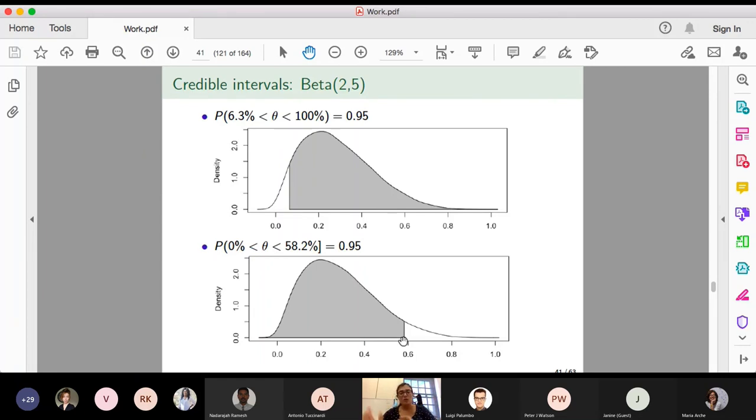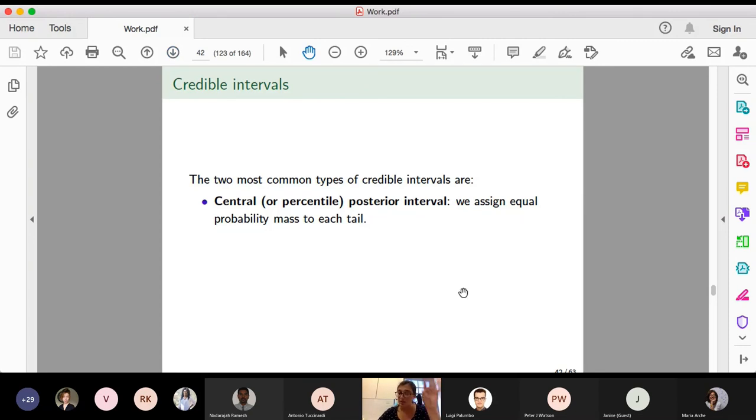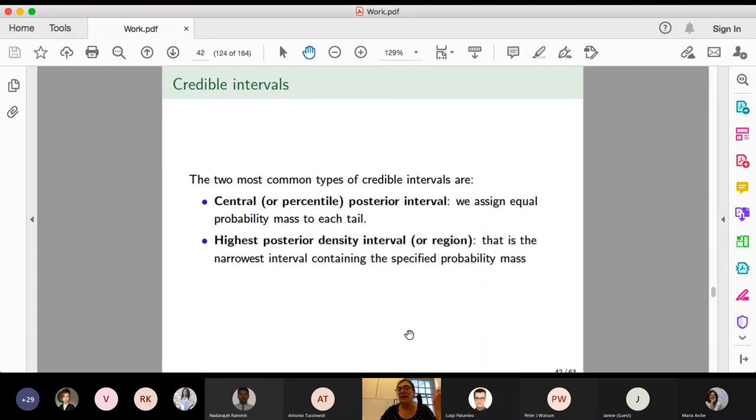Okay, so where to choose it, it depends on your research questions. The two more commonly used types of credible intervals are the central or percentile posterior interval, which will be centered in the middle, so each of the tails will have the other 5% in equal sizes, 2.5 on the right, 2.5 on the left. And the other one is called the highest posterior density interval. From all those possible 95% intervals that you could create, you will choose the one which is the narrowest.